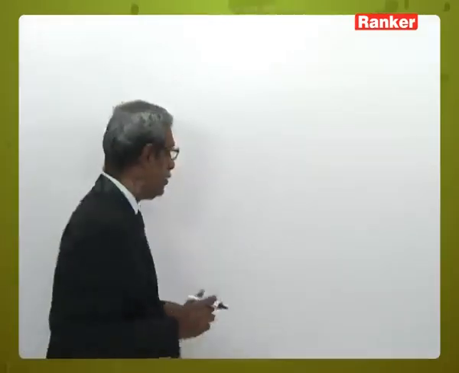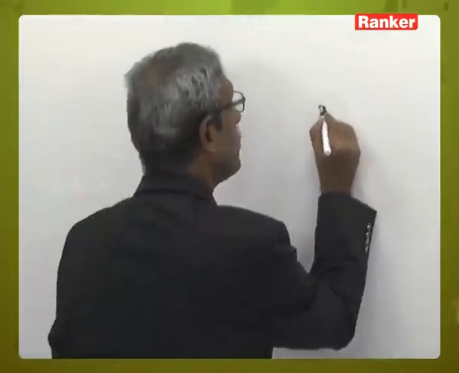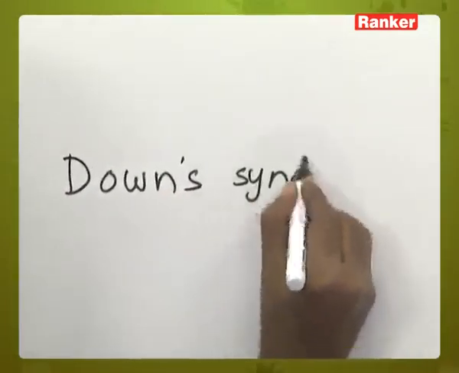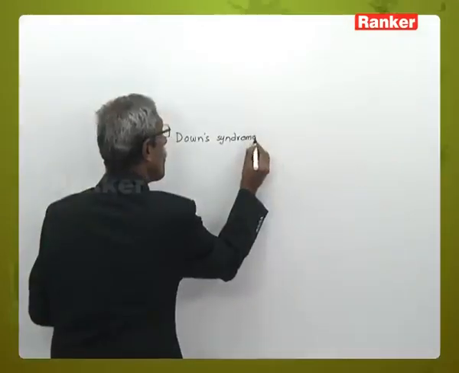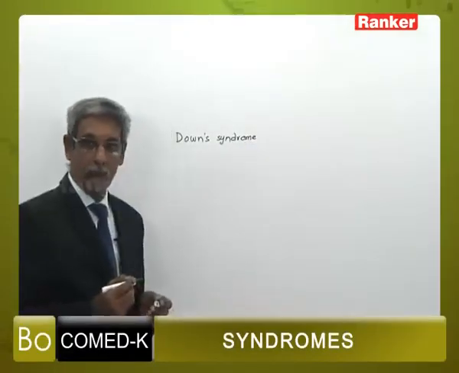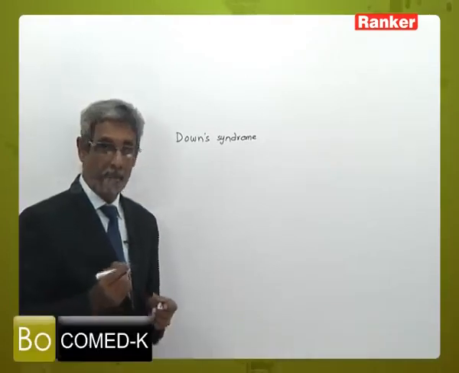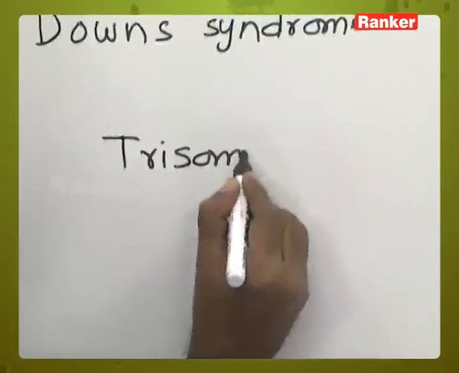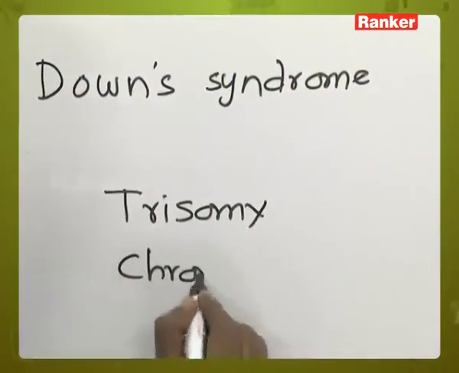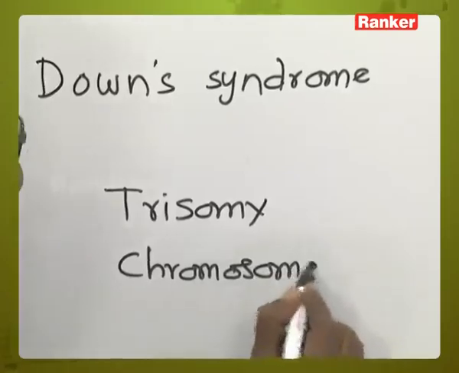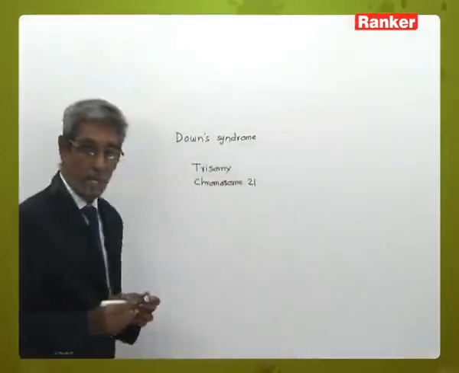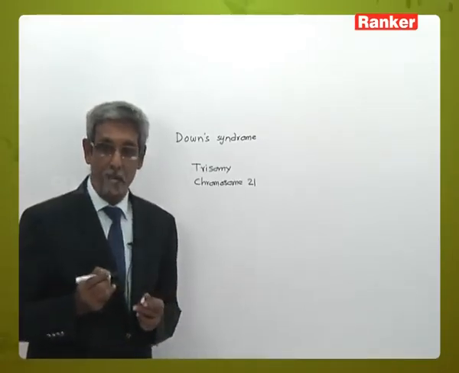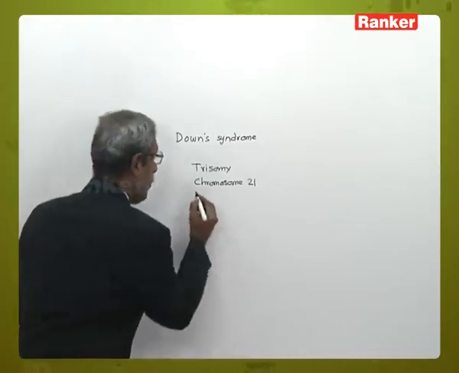Now, we are going into the first of the syndromes, which is termed as the Down syndrome. The Down syndrome is otherwise termed as the trisomy of chromosome 21. That is, there are 3 copies of chromosome 21 over here.